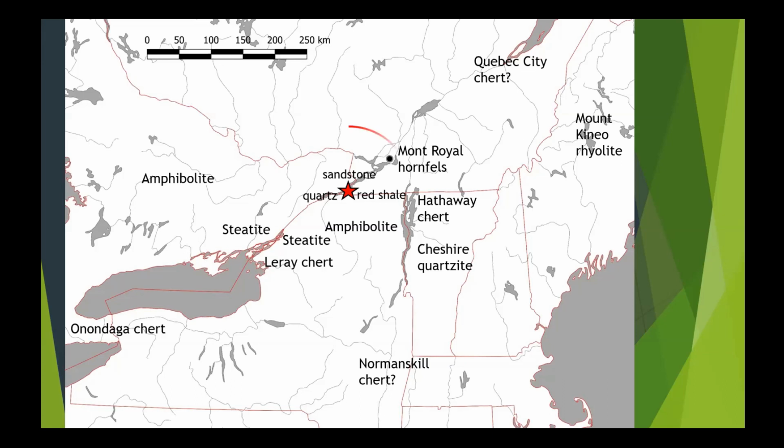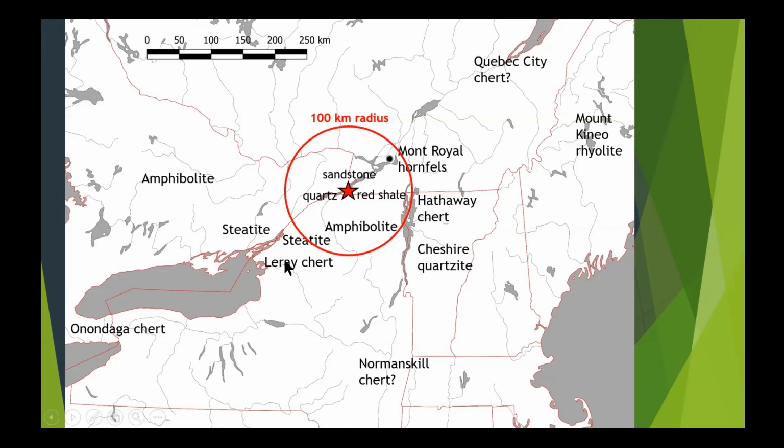They do use some regional materials. So if you look at about a 100-kilometer radius, you have the Mount Royal Hornfells, you have the amphibolite that's used for some of those axes, possibly from the Adirondacks. You have some steatite, but the steatite is actually mostly from more than 100 kilometers away. This is the sources in Ontario, and this is the sources in northern New York. The Lorraine chert, but again, it's only a few pieces.